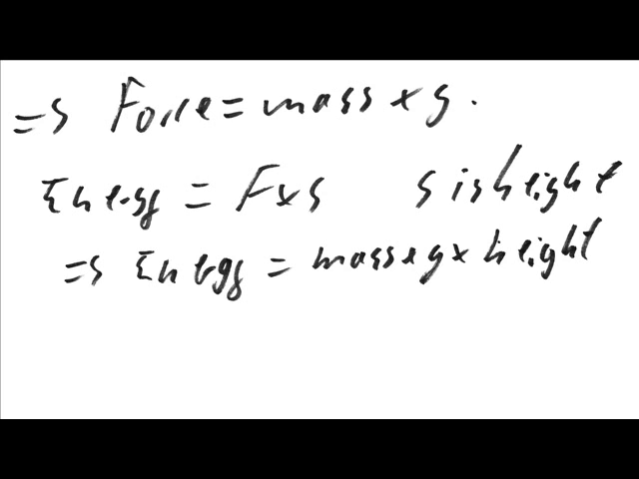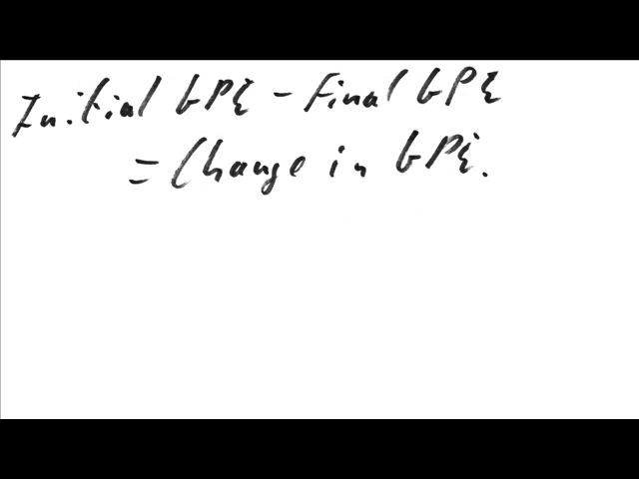The change in gravitational potential energy is equal to the mass of the object experiencing gravity multiplied by the acceleration due to gravity on the planet multiplied by the change in height the object travels through. Because of the conservation of energy, the energy lost or gained in a system will be equal to the final gravitational potential energy minus the initial gravitational potential energy of a system.